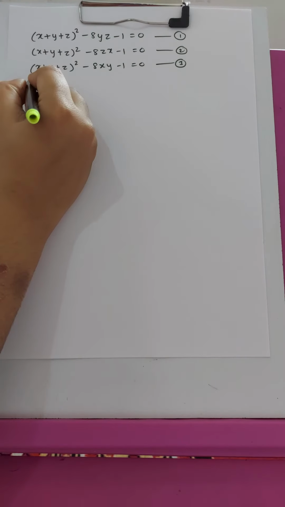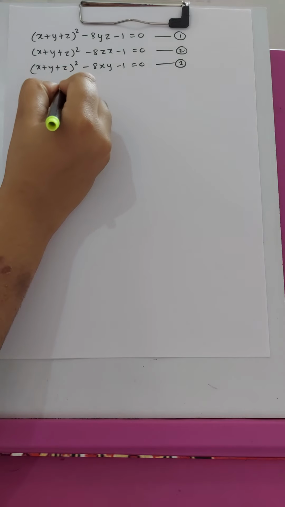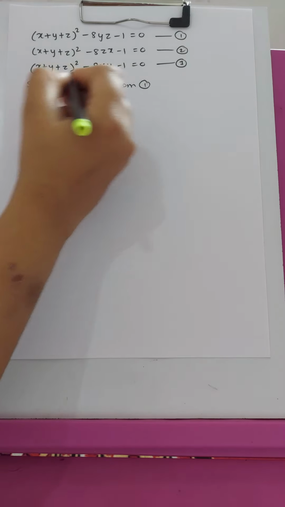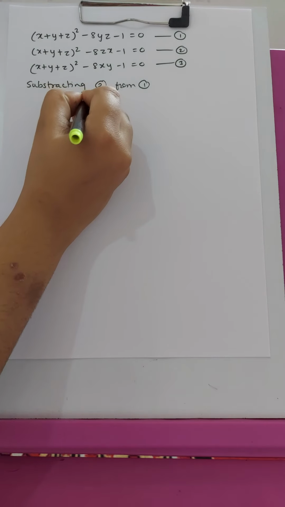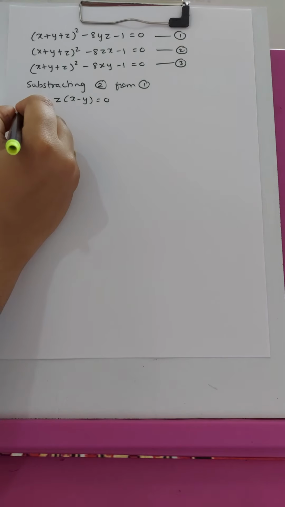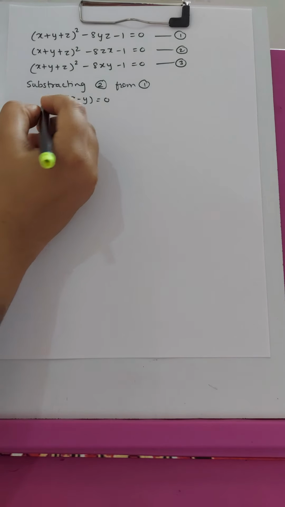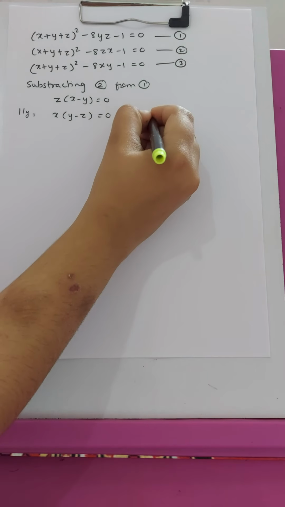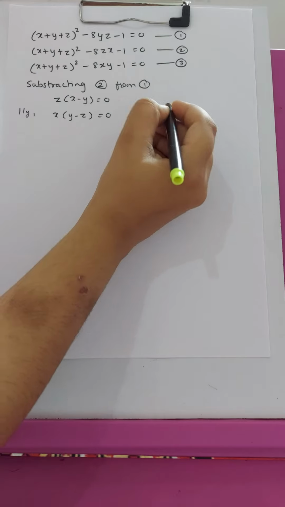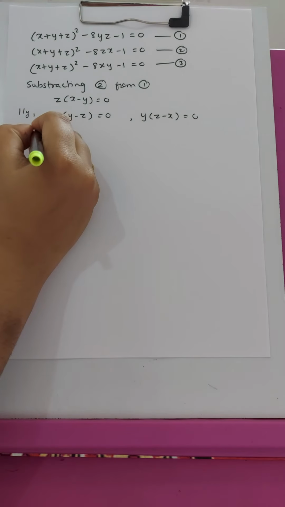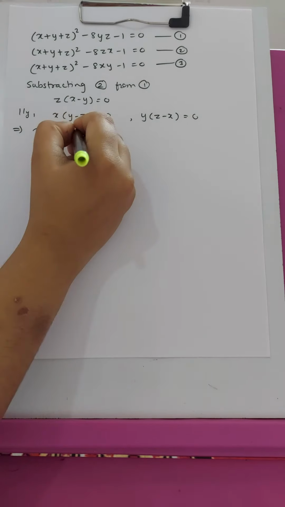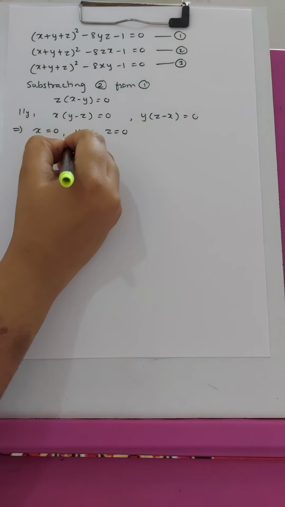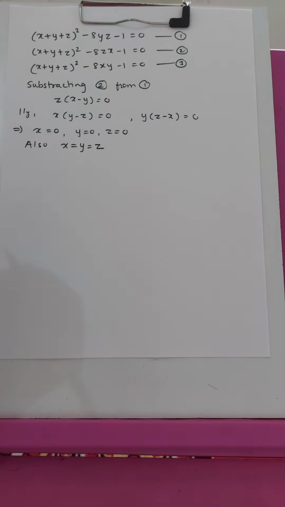Now subtracting equation 2 from 1, we get z(x − y) = 0, and similarly we get x(y − z) = 0 and y(z − x) = 0. So from this we get x = 0, y = 0 and z = 0, and also x = y = z.